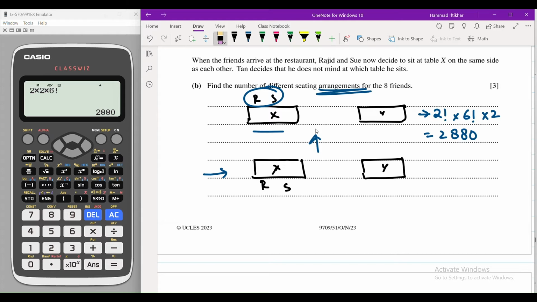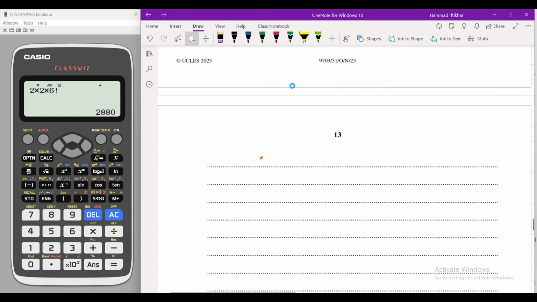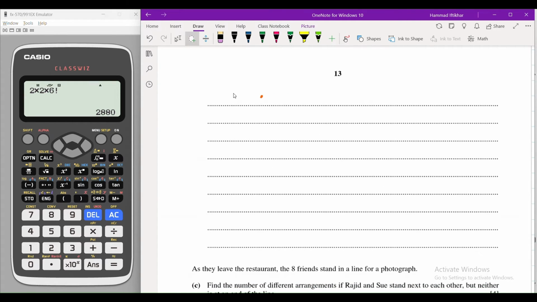Now there is another way we can do this also. Let me just copy this and let me show you another way we can solve this.